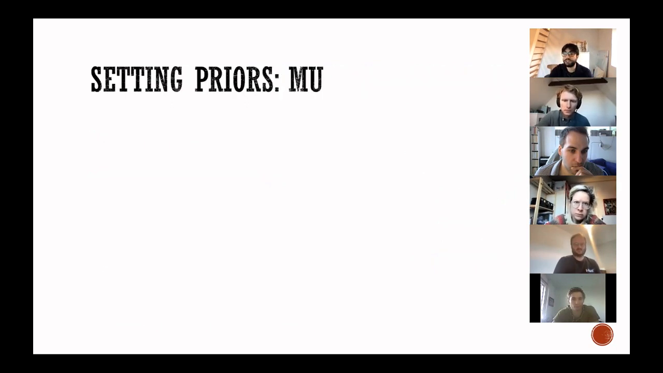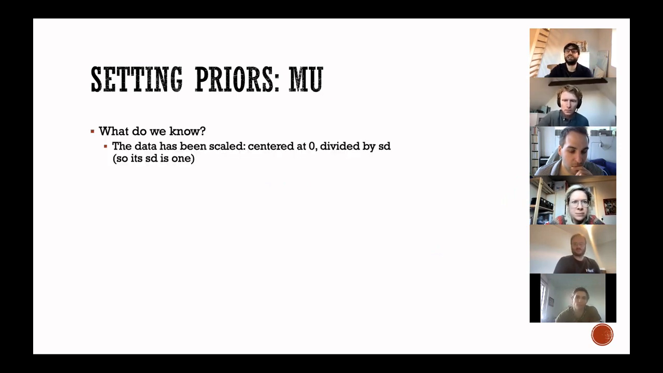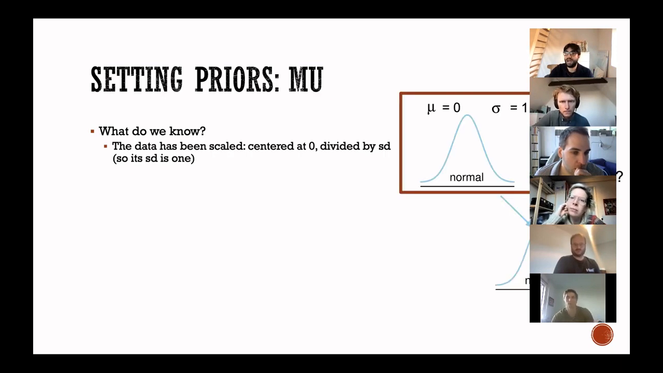So we need to set priors, and that's where we get to the flesh of the thing, right? We want to set a prior for the mean or mu or the intercept. And we need to think carefully about what we know. And here, having rescaled the data makes it very easy, right? The data has been scaled, it's centered at 0, and it's divided by its standard deviation, which means that its standard deviation is now 1. Right. So this is how we could put the prior, right? We set the mean at 0 and the standard deviation at 1.